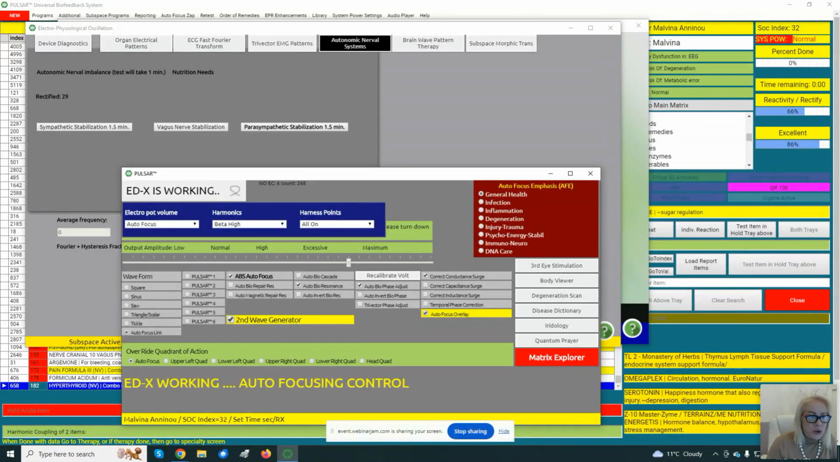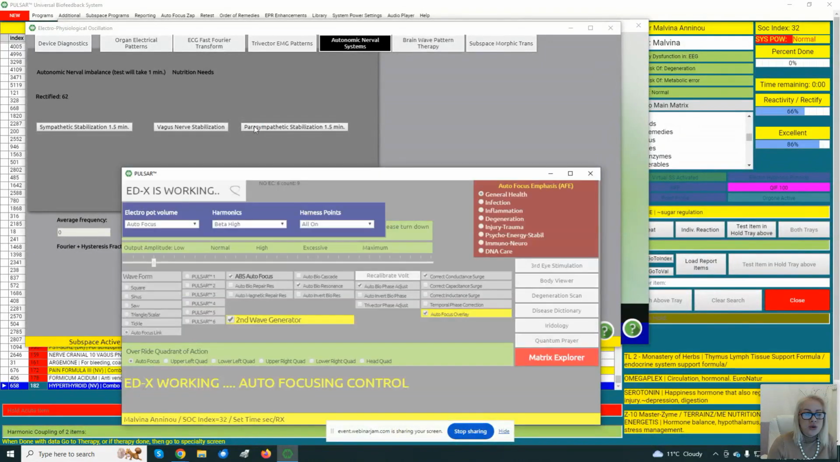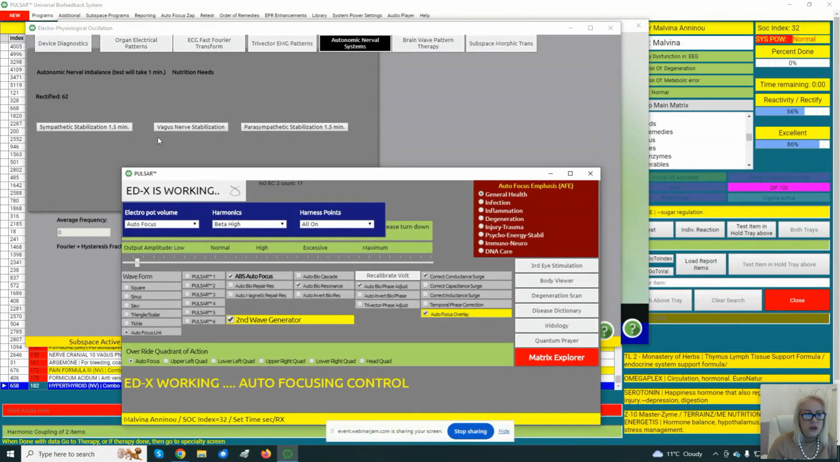As I said, what I'm doing now, the sympathetic stabilization, that lowers the fight or flight response, the adrenaline that is, okay? And then we do the parasympathetic to lower the cortisol. You'll notice the sympathetic, I only got 62%. I go on to the next one and I do a second round, making sure that each button I press will have a rectification of over 85.